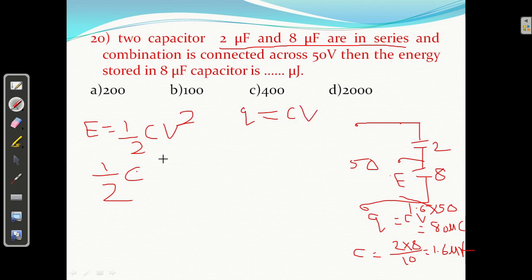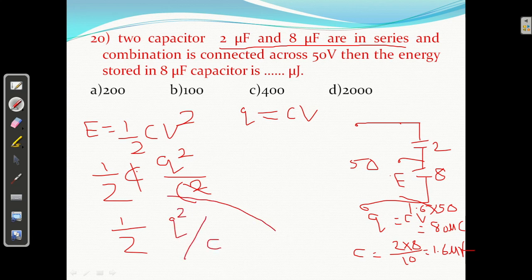So V equal to what? Q by C. So Q is the same, Q squared by C squared, right? Q equal to CV, so V equal to Q by C. So this C and this C will be cancelled. You will get the formula 1 by 2 Q square upon C. This is the formula we have. You can use this formula or this formula. You have to put the values.